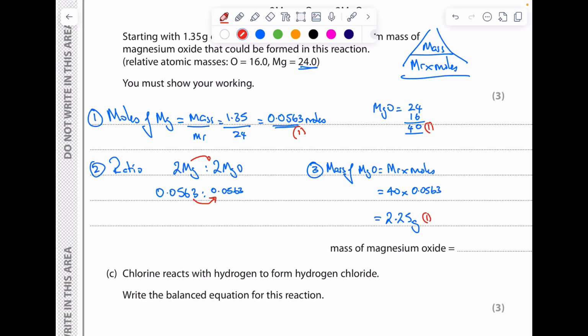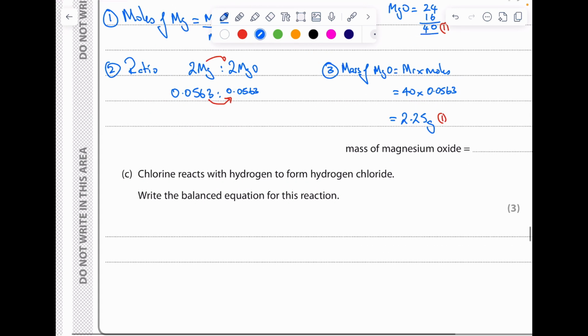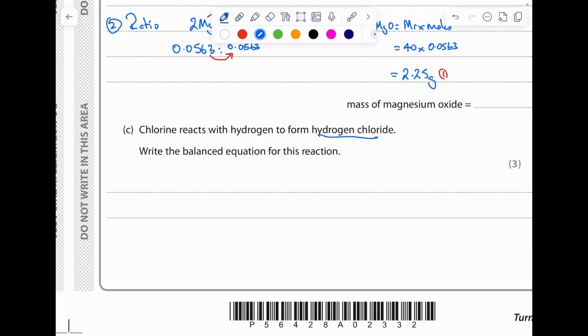Carrying on, we're told that chlorine reacts with hydrogen to form hydrogen chloride. Write a balanced equation. Now be careful, chlorine is Cl2, it's diatomic, and hydrogen is H2, it is also diatomic. Hydrogen chloride, if you've forgotten how to work out the formula, hydrogen is a +1 ion, so it wants to make one bond, and a chloride ion is a -1 ion, so a negative ion, so it wants to make one bond. The two numbers are the same, so just swap them over. So H gets a 1, Cl gets a 1, so that's just going to be HCl.